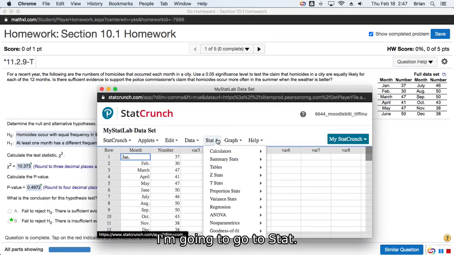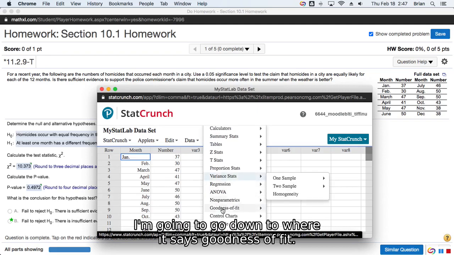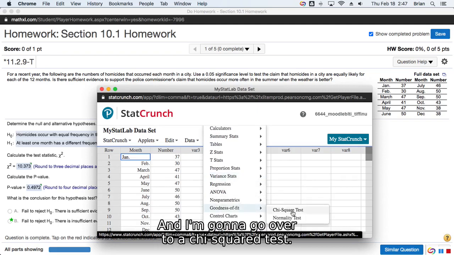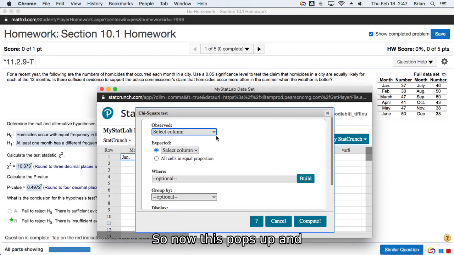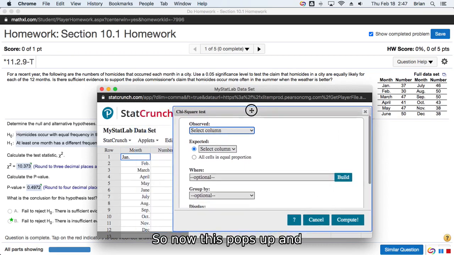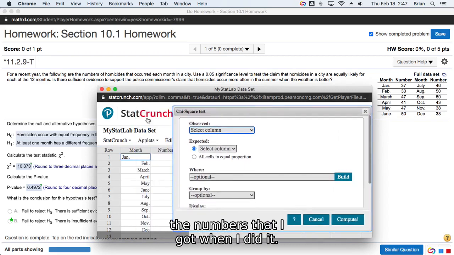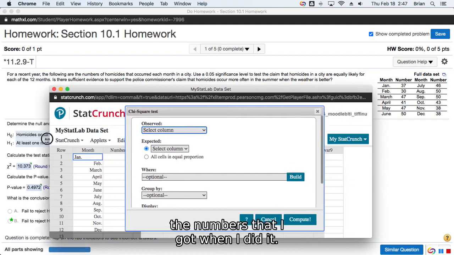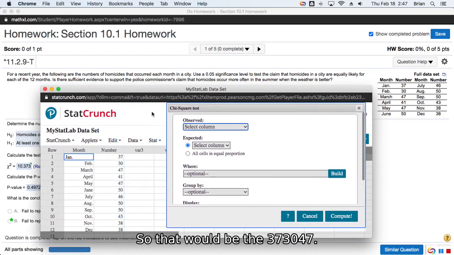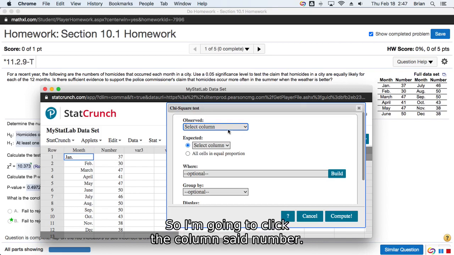I'm going to go to Stat. I'm going to go down to where it says goodness of fit, and I'm going to go over to a chi-squared test. So now this pops up, and the observed column would be the numbers that I got when I did it. So the observed column is what I found out. That would be the 37, 30, 47. Those are the numbers that are over here in this table in the top corner. So I'm going to click the column called number.